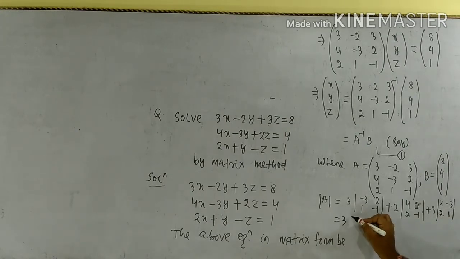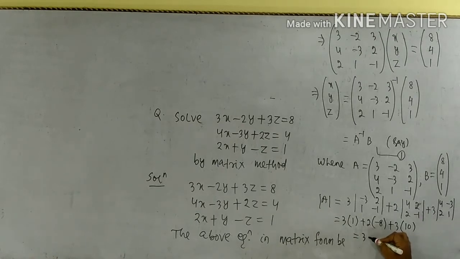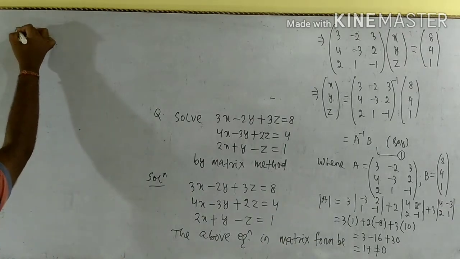Now calculate this value. The first is 3 times (3 minus 2), that is, 1 plus 2. Now you see, this is minus 4, minus 4, minus 8. Now this is plus 3 into (4 plus 6), that is 10. Now this value is 3 minus 16 plus 30. So you are getting 17. This is not equal to 0. If the determinant of A is not equal to 0, then you can find A inverse.